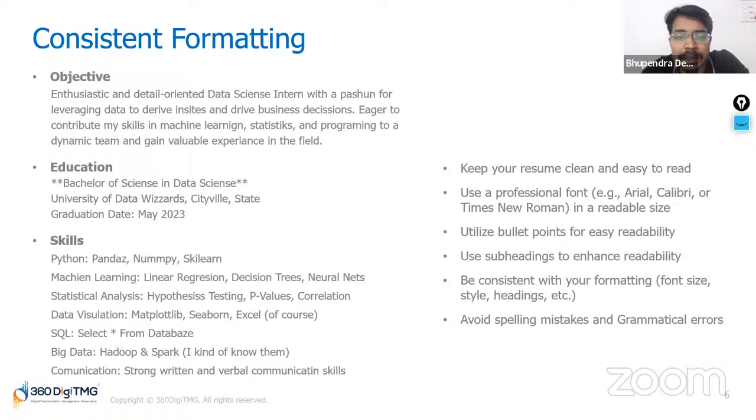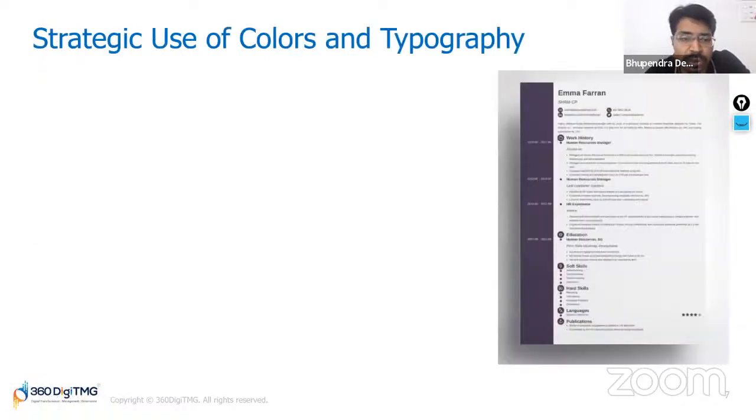Utilize bullet points for easy readability, and utilize them in a really good way. Use subheadings to enhance readability. We talked about that, right? You should have a heading, you should have a subheading, you should have all the points that you need to mention. Be consistent with your formatting: font size, style, headings, etc. should be proper. And yes, avoid spelling mistakes and grammatical mistakes. We talked about that. Your resume speaks of who you are, right? You should make sure you don't make grammatical mistakes in that, and spelling mistakes too, of course.